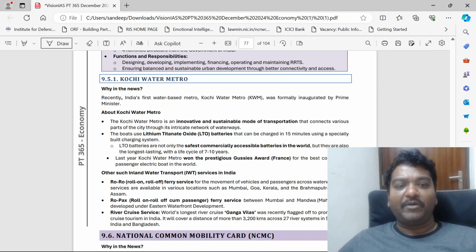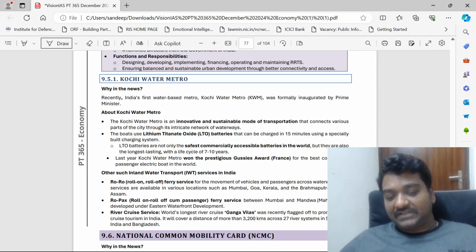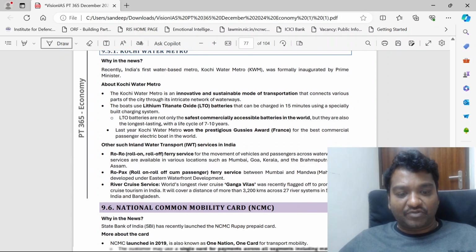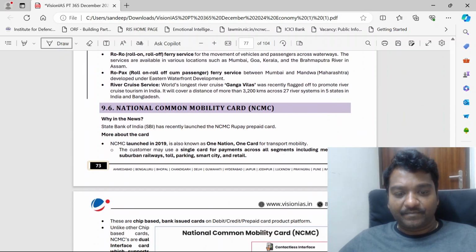Kochi Water Metro, India's first water-based metro, was formally inaugurated by Prime Minister in Kochi. Because in state services, these type of questions will be asked more, guys.